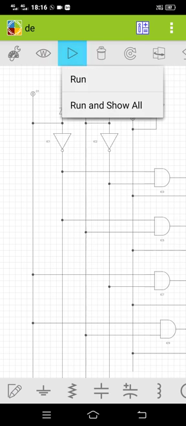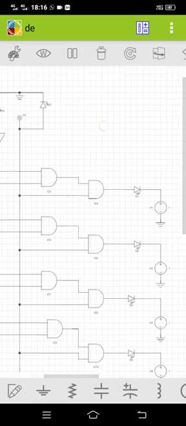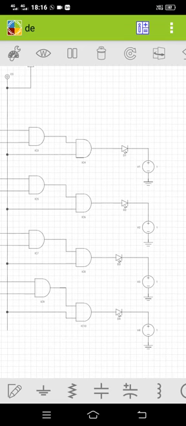Let us run it. For that we should not see any LEDs glowing. Here no LEDs are glowing. Hence it is verified. Now let us check the second case.